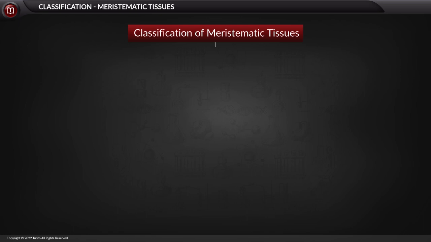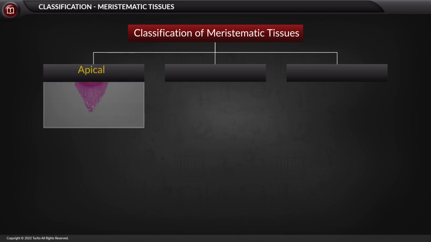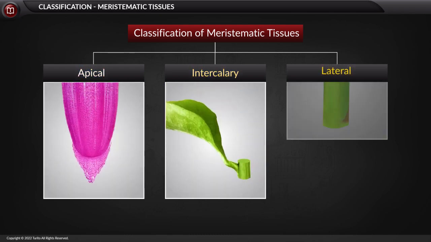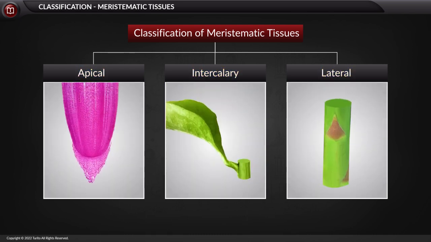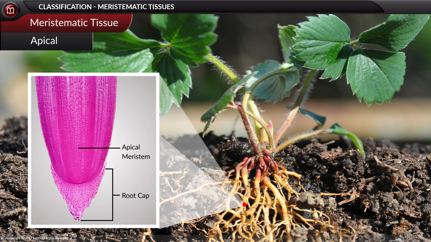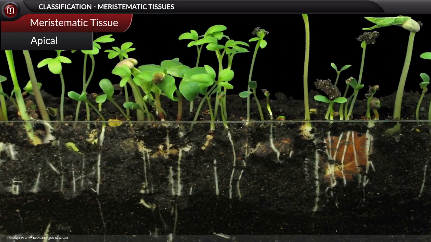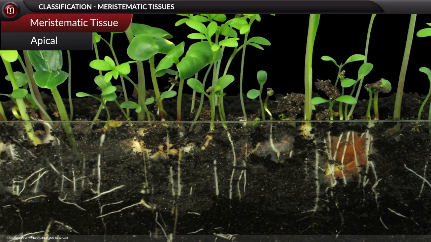Based on their position, the meristematic tissues are classified into three types: apical, intercalary, and lateral meristems. The apical meristems are present at the tips of the stem, root, and branches. They contribute to the growth in length of these parts, thereby the length of the plant body.